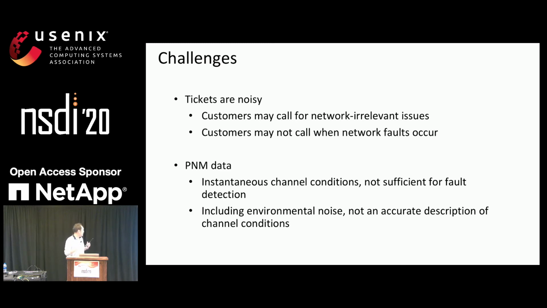Furthermore, the PM data is also noisy. The PM data contains the instantaneous channel conditions, which are not sufficient for fault detection because they do not reflect the trend of the data. And as I said, the PM data also includes noise, which makes it harder to train the model.